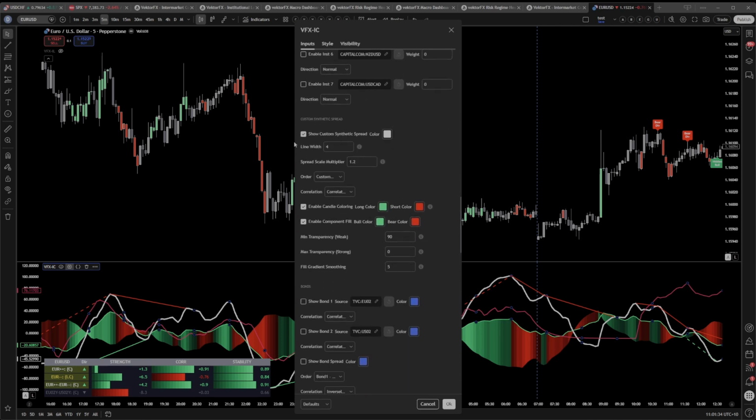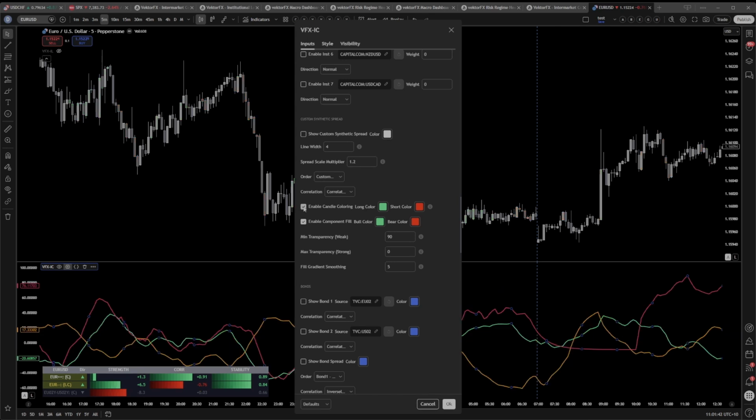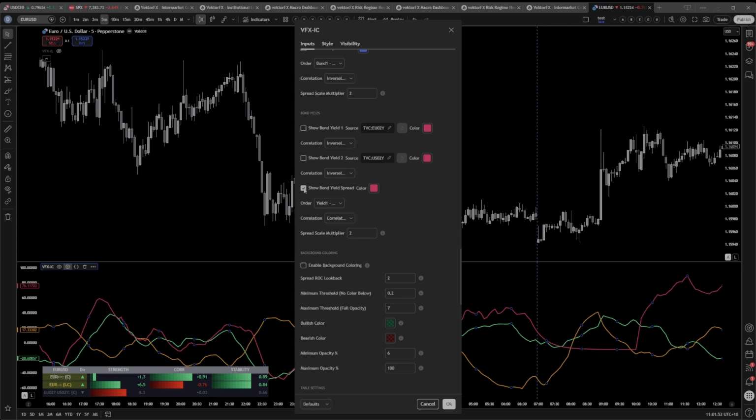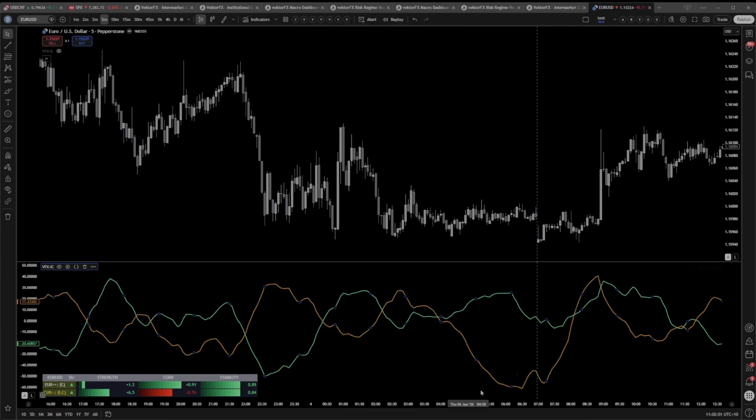We'll come down here, turn show custom synthetic spread off. And as I said, we'll go into an explanation as to what these mean. We'll turn off enable candle coloring. We'll turn off enable component fill, or what we call the snake. And we'll turn off show bond yield spreads. And select OK. And this is what we get.